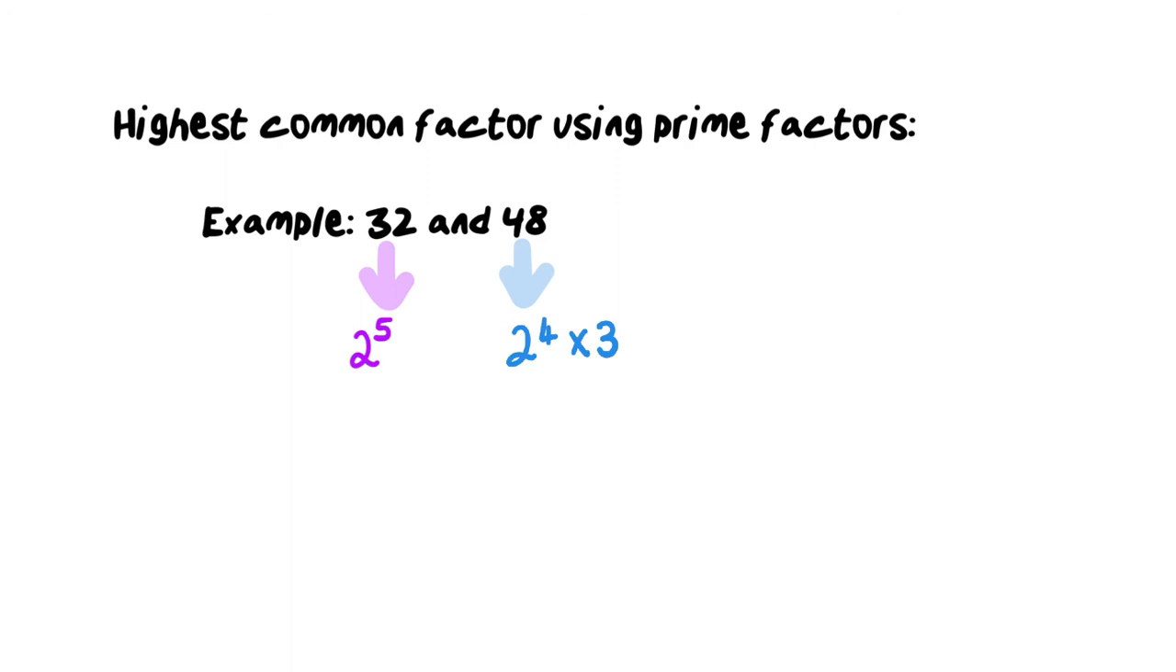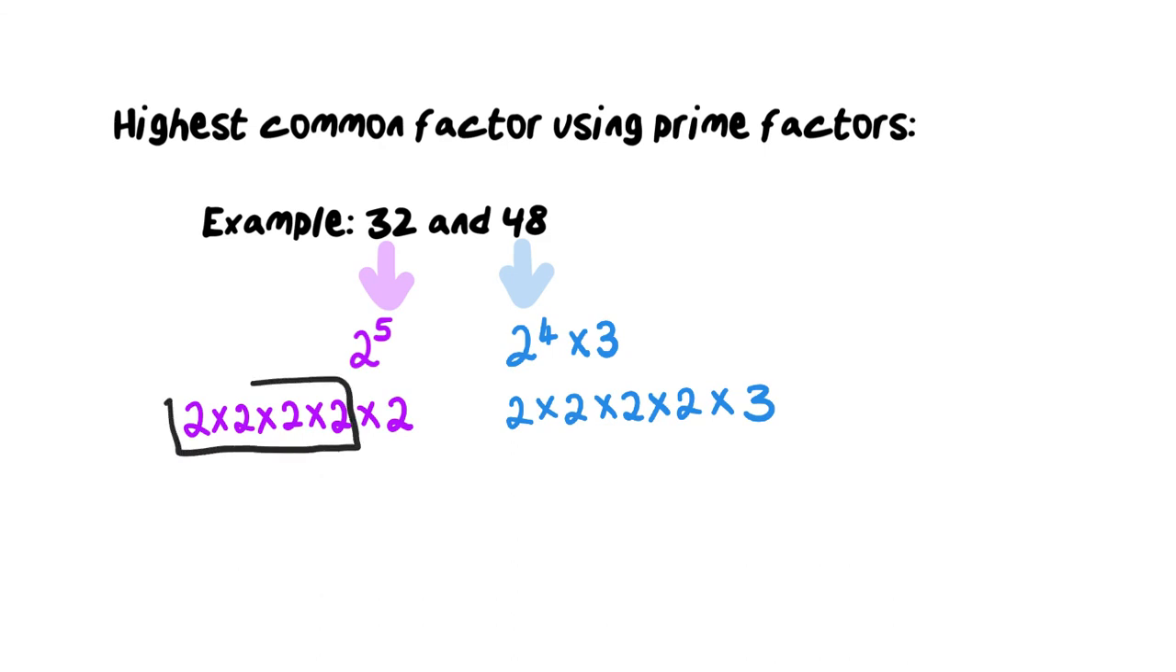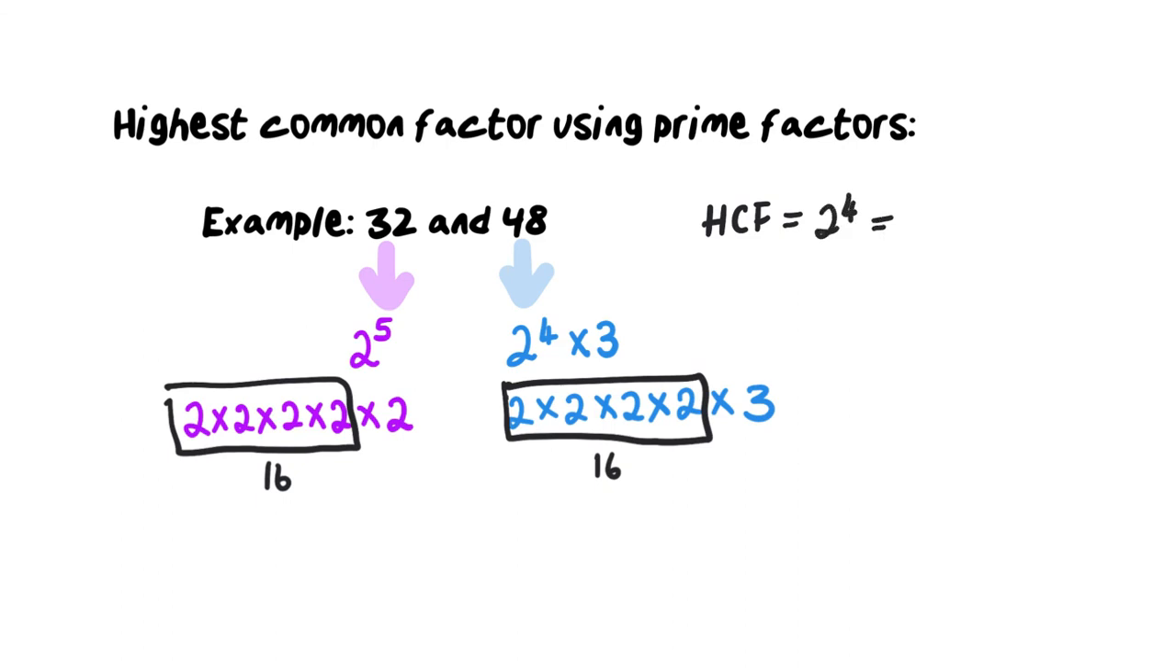To easily explain this, it helps to write this in expanded notation. So I will have 5 2's that are multiplied together to get 32, and I will have 4 2's multiplied together and then multiplied by 3 to get 48. So now what is the same in each of them? 2 to the power of 4, which, if you calculate that, is 16, meaning that your highest common factor for 32 and 48 is 2 to the power of 4, which is 16.